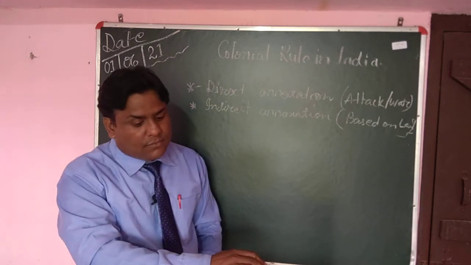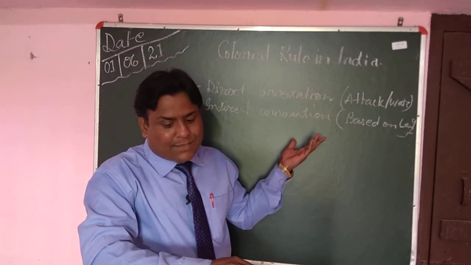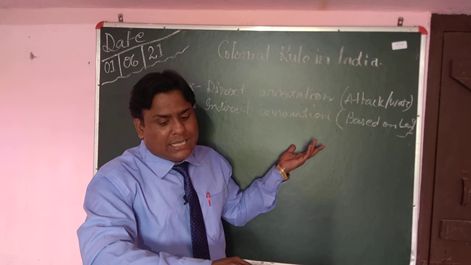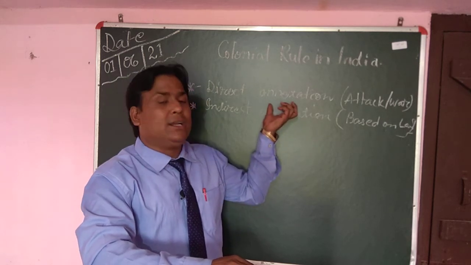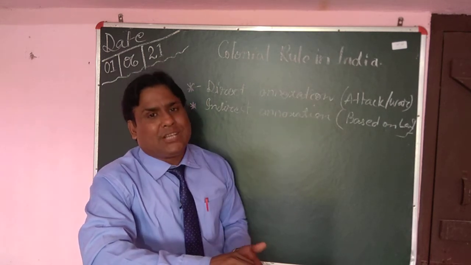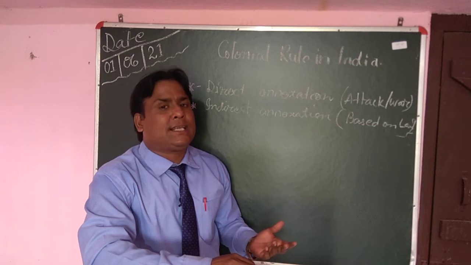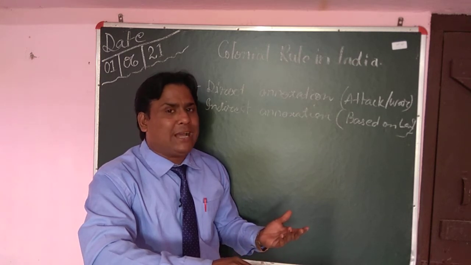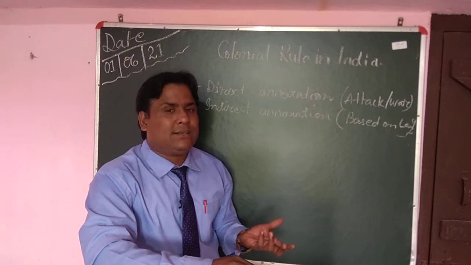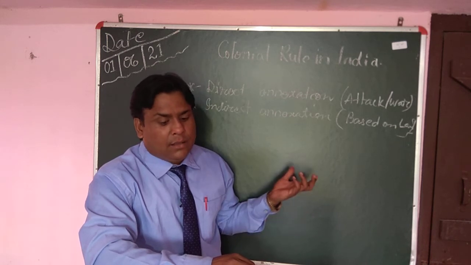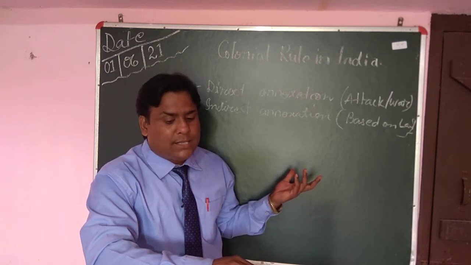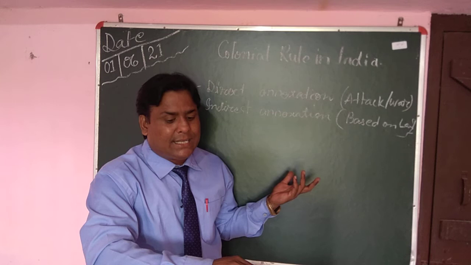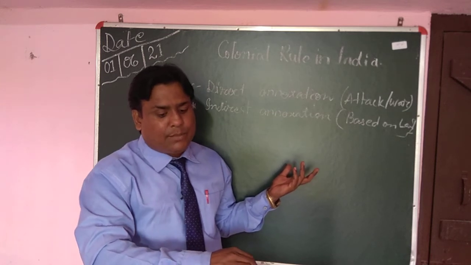Now, in direct annexation, Punjab and Sindh were examples. It means they attacked Punjab and defeated the king or the Nawab of Punjab, and they just got that area into their territory. Similarly, Sindh was also annexed, in 1849 and 1843. These are the two examples.